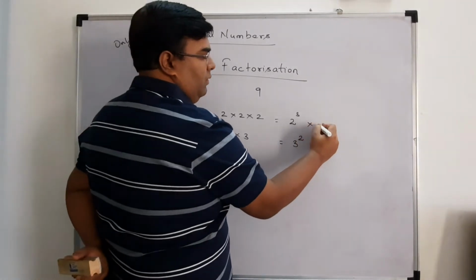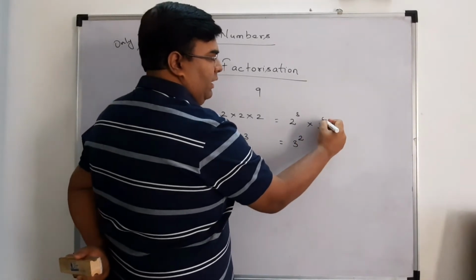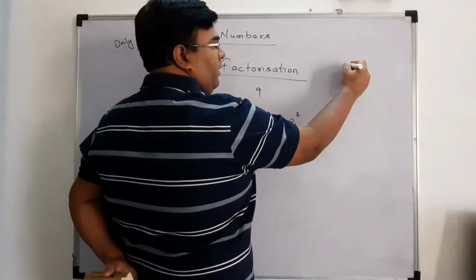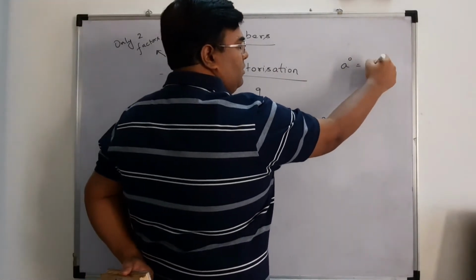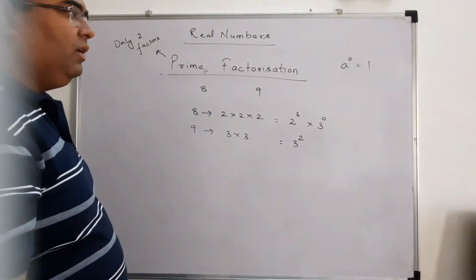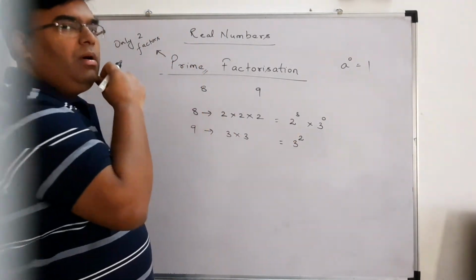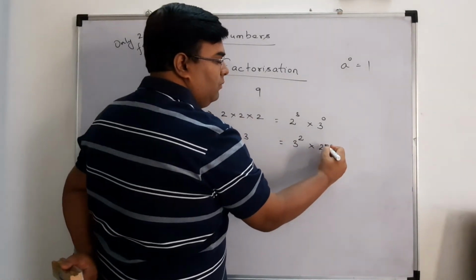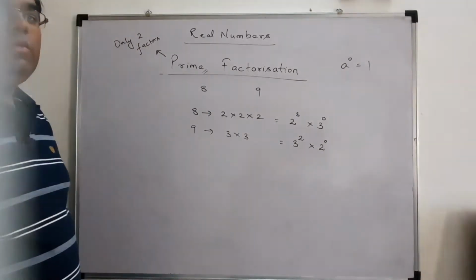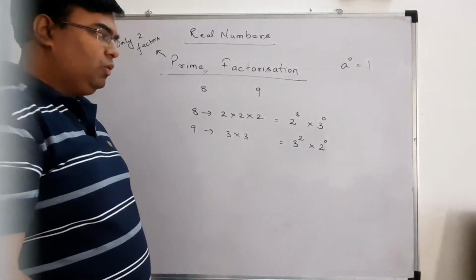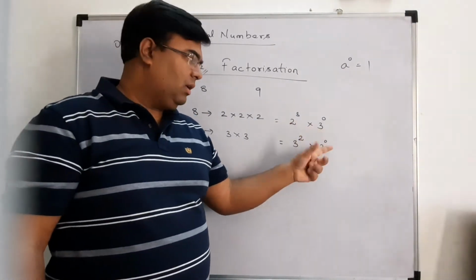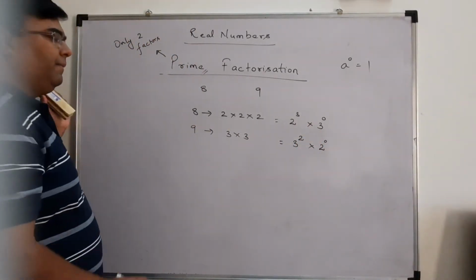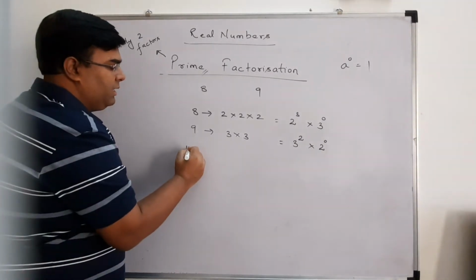How? Just take 3 and we can take power as 0. So any number to the power 0 is 1. So it will not change my number or the product. Here also we can do 2 raised to 0, correct? So that all the numbers come in both the products here.